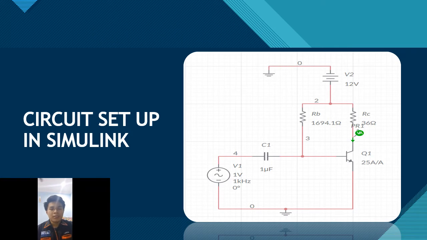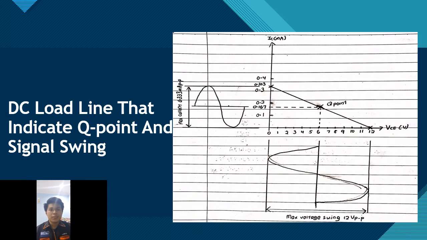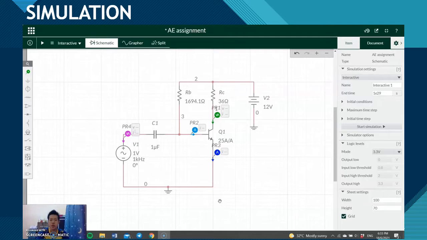This is the circuit. From the calculation, the RB and RC that we obtained, we put in the circuit. This is the DC load line, and it shows how the voltage and current swing. Since the Q point is at the middle, the voltage and current can make a full 360 degree swing, a full cycle swing. The voltage swings from 0 to 12 volt, and the current swings from 0 to 0.333 amp.